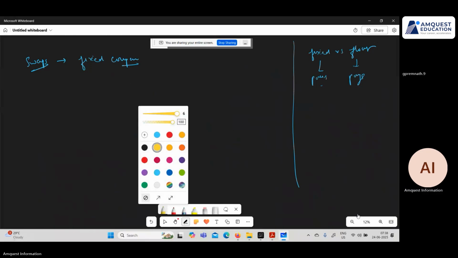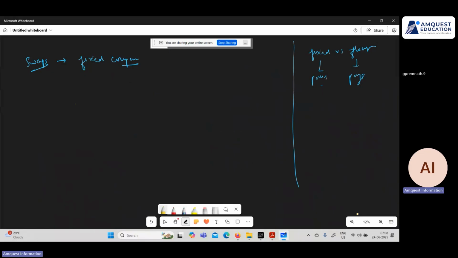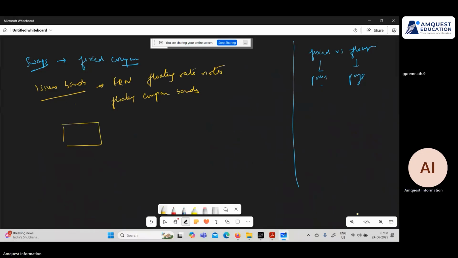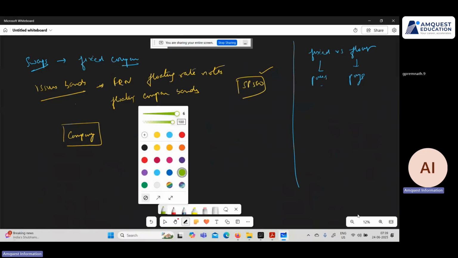Let's say a lot of companies issue bonds. Some people call these FRNs, which stands for floating rate notes, or maybe you can say floating coupon bonds. So what happens is, when a company issues bonds and raises some money, it links the bond to some index, let's say the S&P 500. It says that whatever the S&P 500 return would be, it will pay the same amount to its investors.